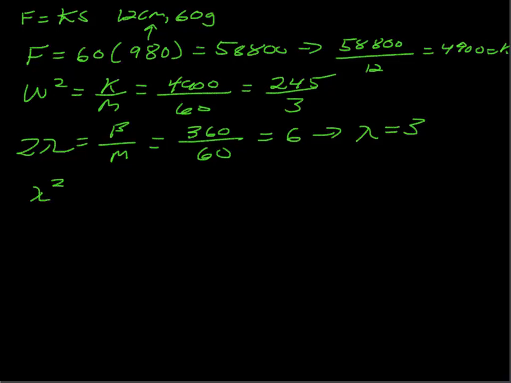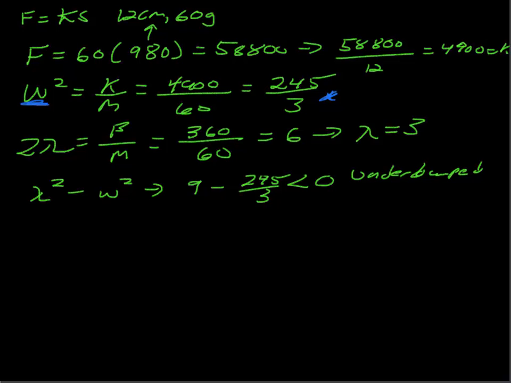Okay, so now we need to check how damped this is. We need to look at lambda squared minus omega squared. Lambda squared minus omega squared is going to be 9 minus 245 over 3. Remember that this 245 over 3 here is omega squared, so you don't square this. People mess that up. This is obviously less than 0, so this is going to be an underdamped situation.